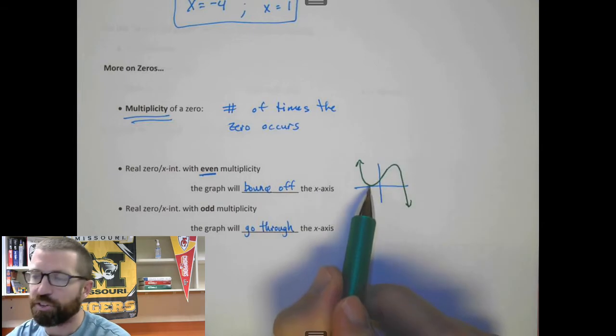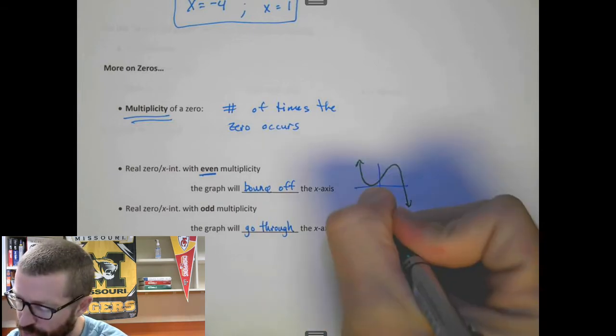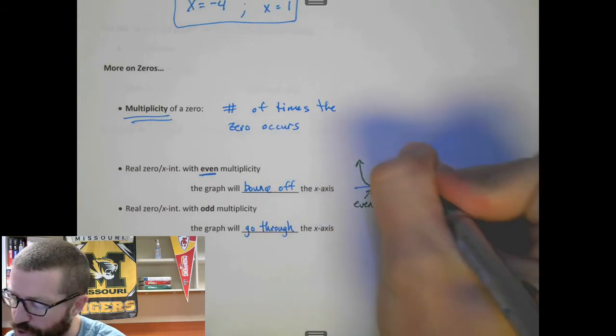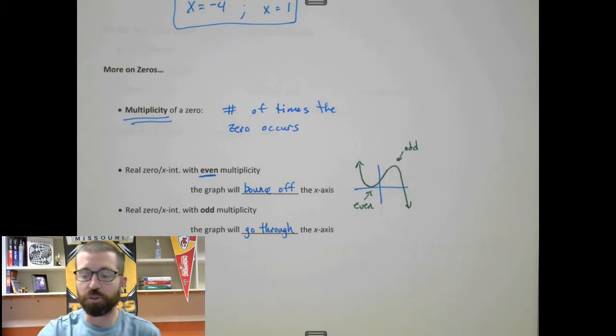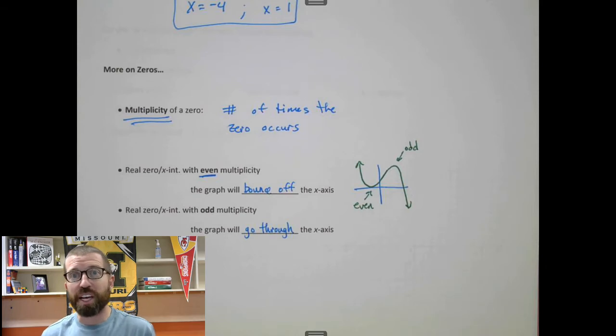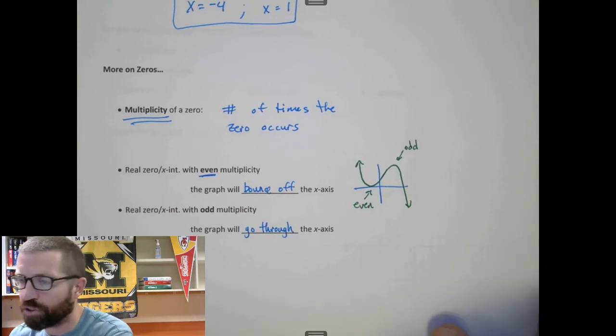So this zero has an even multiplicity, and this zero has an odd multiplicity. And so it's one way you can determine the behavior of the graph, or an approximate idea of what it's going to look like, by looking at the zeros and the multiplicities.